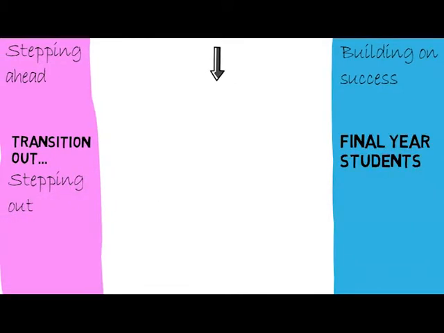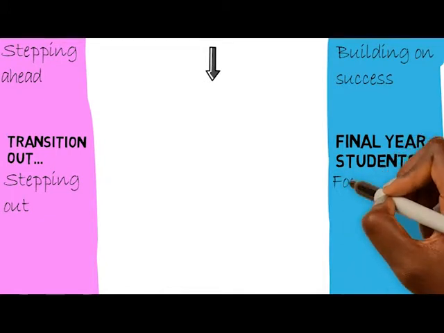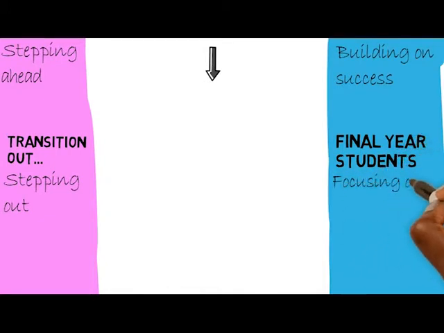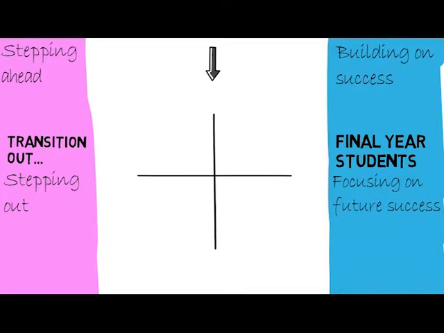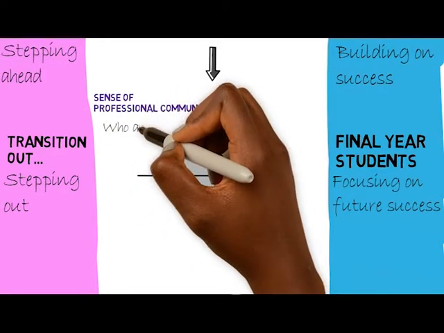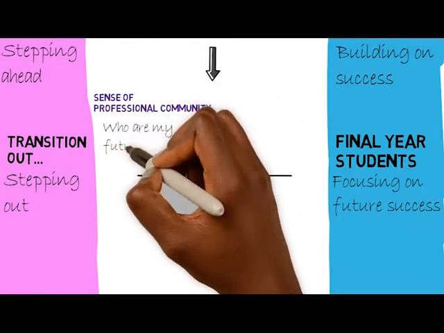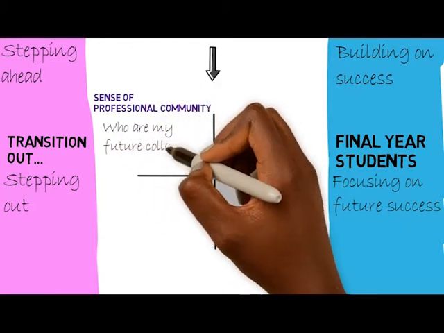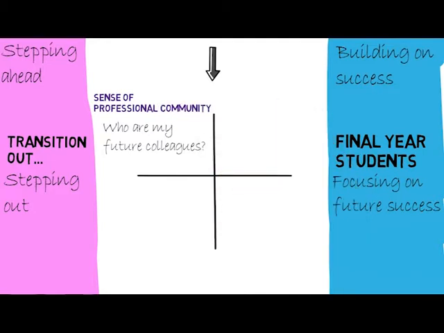Now, where does this take me? How do I step out and beyond the student role as a final year student? How do I bring all this together, integrate this, and focus on my future success? And so the questions from the sense of success model become slightly more nuanced. Sense of connection is my connections with a broader community beyond just my student cohort. Who are my future colleagues, and who do I need to connect with and network with?